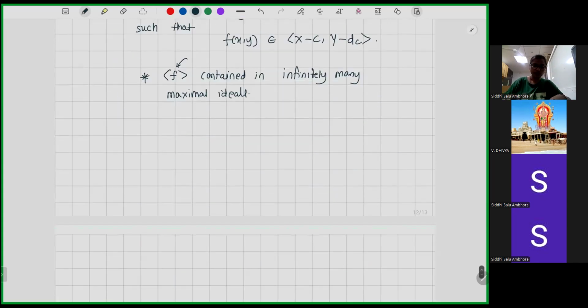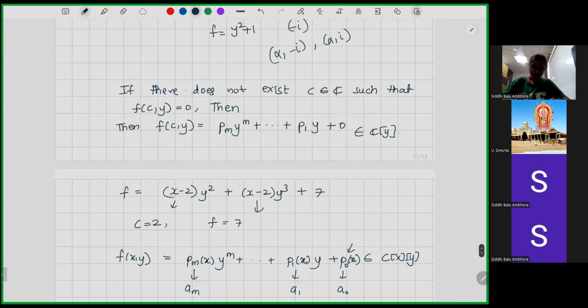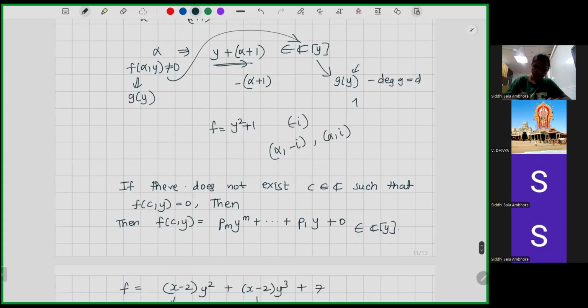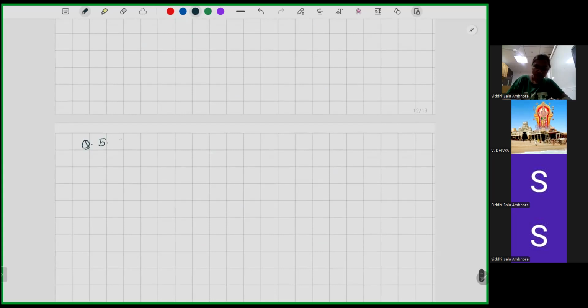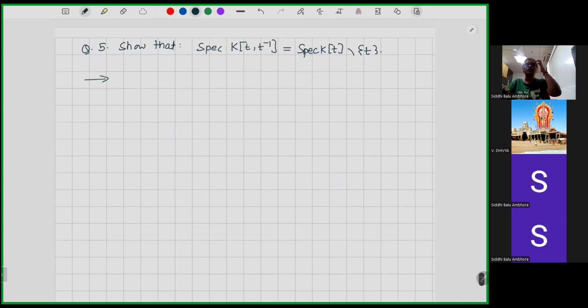And apart from this, I don't know whether we discussed this or not, but also not 9. This is, I think, question 5. Show that... this was, I think, an exercise given in the lecture. Is Spec of k[t] minus t... Okay, so this we have to check.